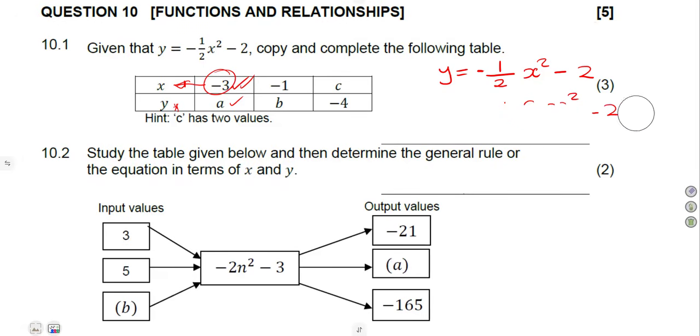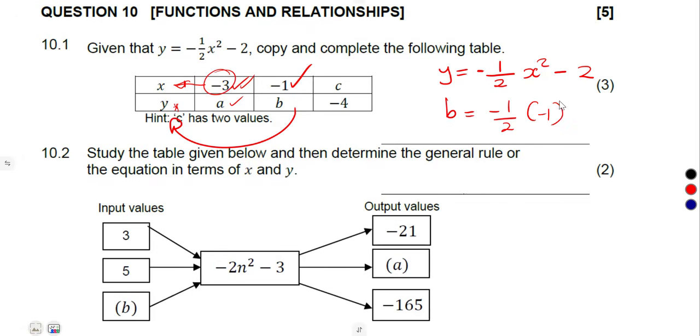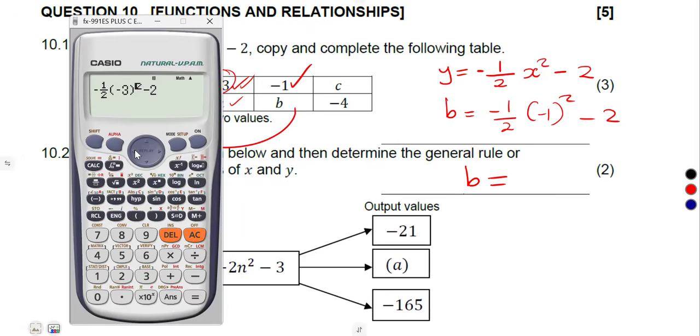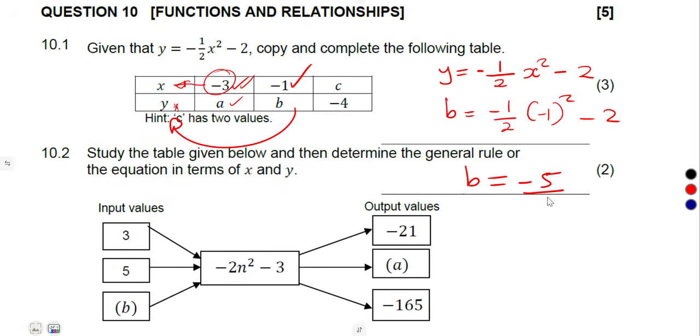Then as for B, we do the same thing. B represents the Y value. So B is equal to -1 over 2. Our X is what? -1. So that's it. We are simply going to substitute in place of X this time. We are going to put -1. So that was going to give us -5 over 2. All right, so that is it. We have got the value of B.